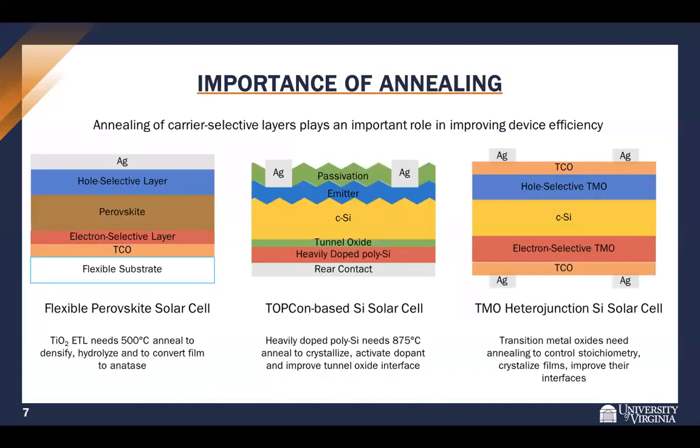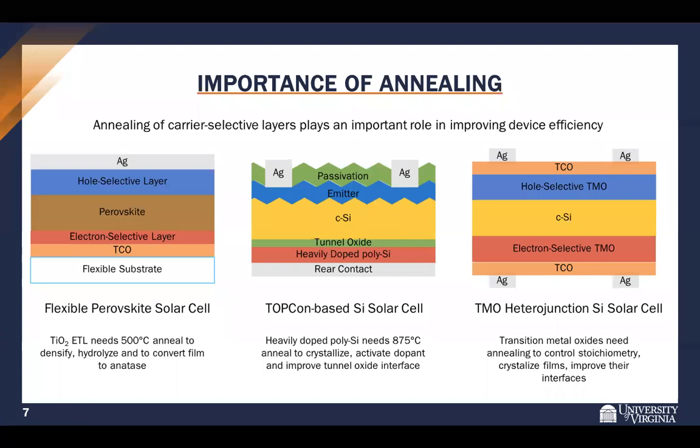So annealing is important for all of these carrier-selective layers. It plays an important role in improving the device efficiency. For flexible perovskite solar cells, TiO2 electron transporting layers typically need a 500°C anneal, which will convert that film to anatase and also densify and hydrolyze the film. And this improves, of course, the device efficiency.